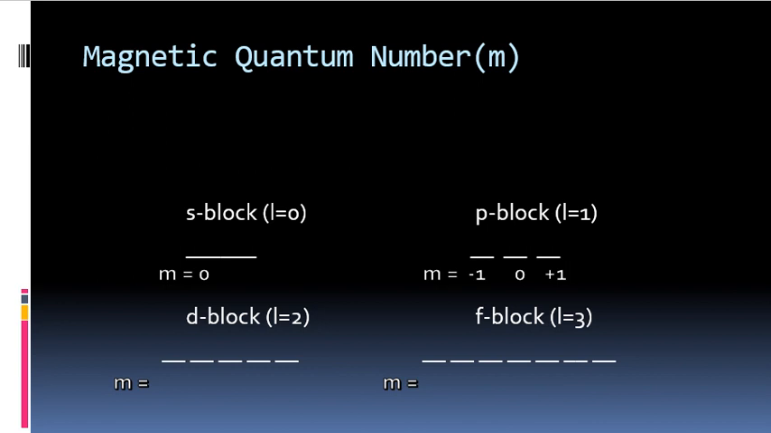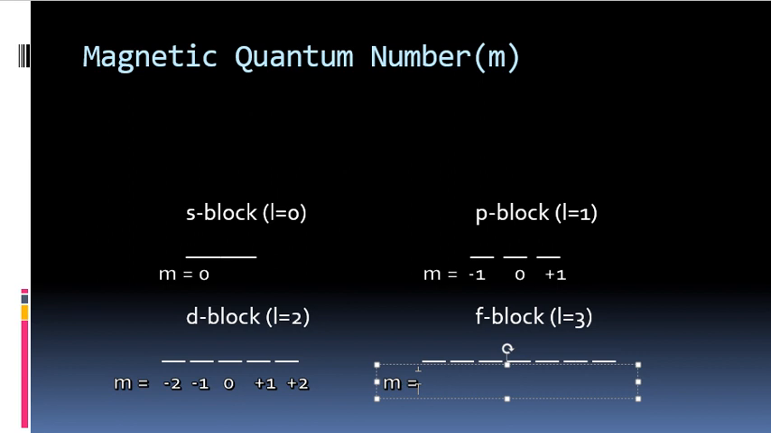For D block electrons, the value of m in that case would range from -2 to +2, which would just look like this. The first subshell would be -2, followed by -1, 0, +1, and +2.